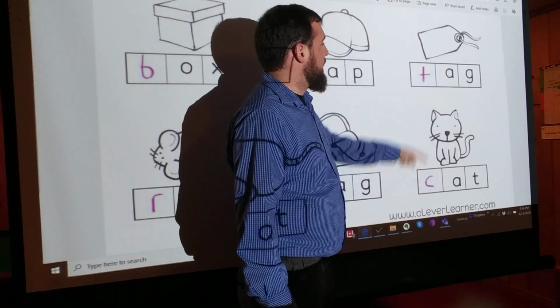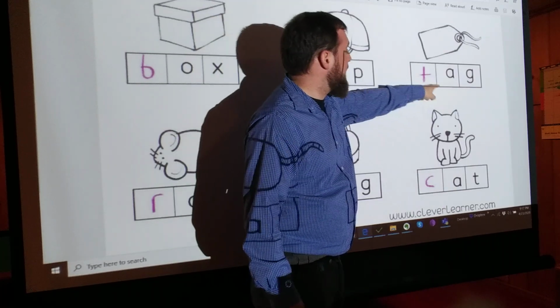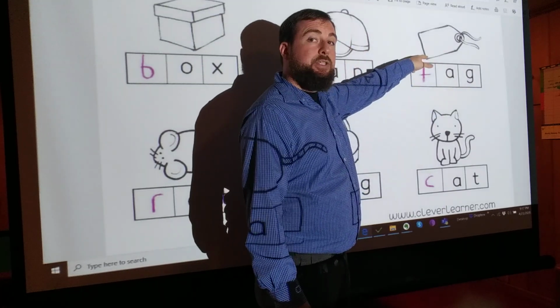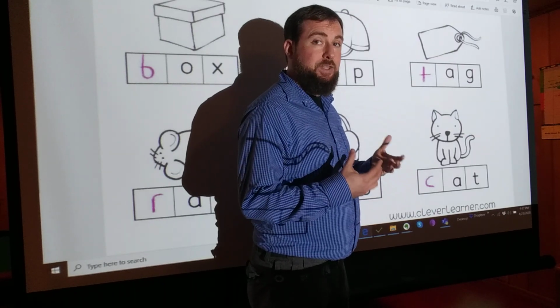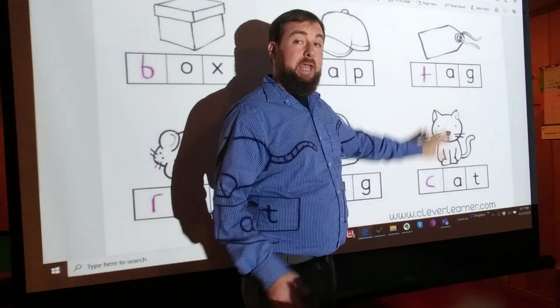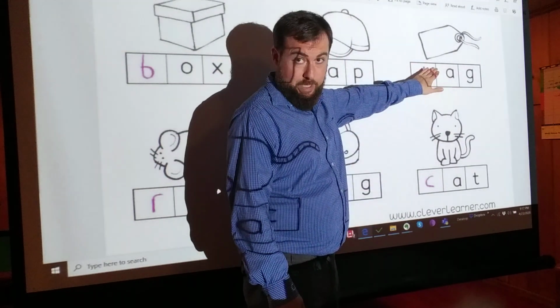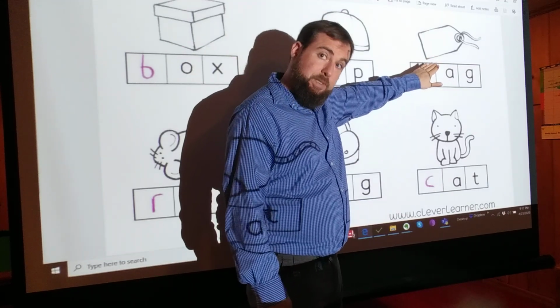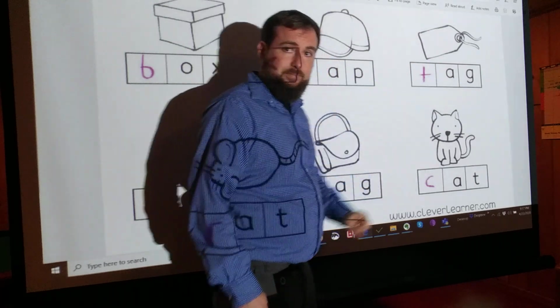Tag. T-A-G. Remember, this is what they put on things at the store. When we want to buy something at the store, it has a tag on it. We've had this word before, and we will have it again. So this is one of the ones students sometimes forget. So I'm taking a minute on this. Tag. Let's remember this word. Okay.